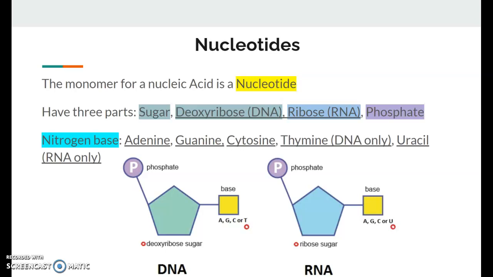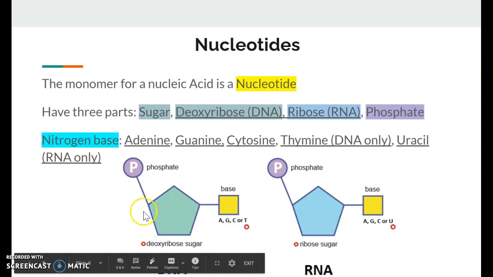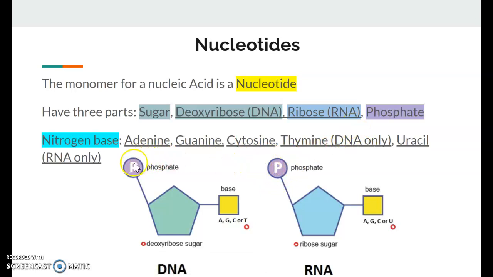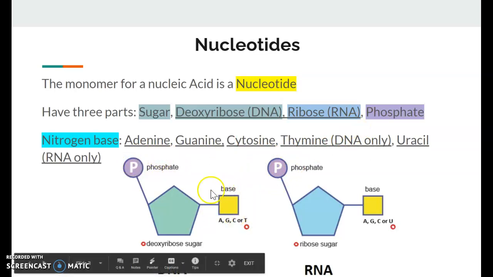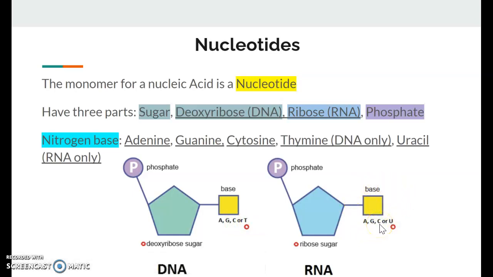So the nucleotide is the monomer for the nucleic acid. It should really feel like a throwback again to macromolecules. The nucleotide has three parts: a sugar. In the case of DNA, that sugar is deoxyribose. In the case of RNA, that sugar is ribose, right? A phosphate here in purple, and nitrogen bases. And in DNA, those nitrogen bases could be A, G, C, or T. But in RNA, those nitrogen bases are A, G, C, not T, but U.